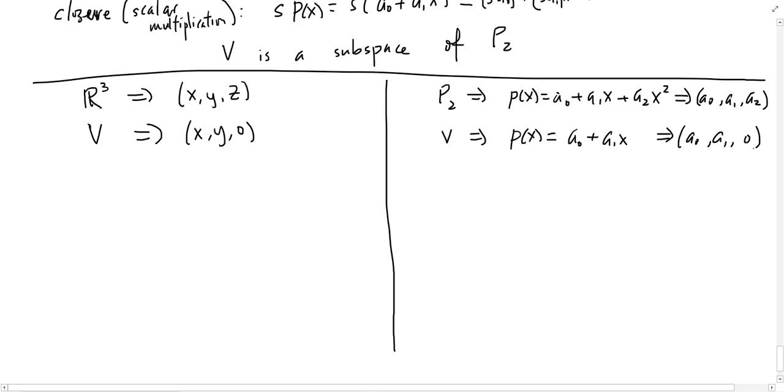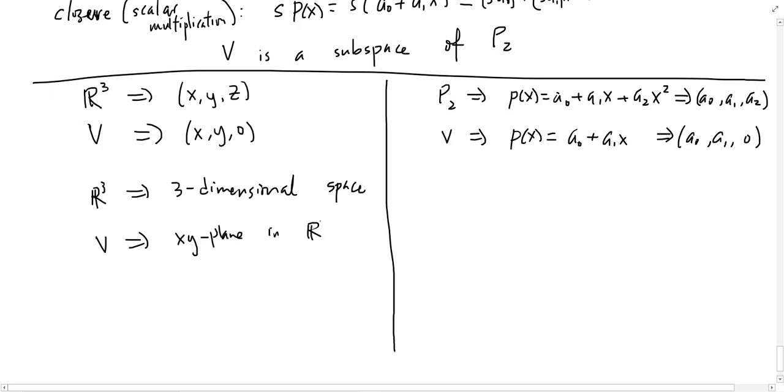And if you think about it, look at what happened on this side. R3 is considered to be a three-dimensional space, like XYZ space. And guess what V graphically represents? It represents the XY plane in R3, because the first two coordinates and then 0.